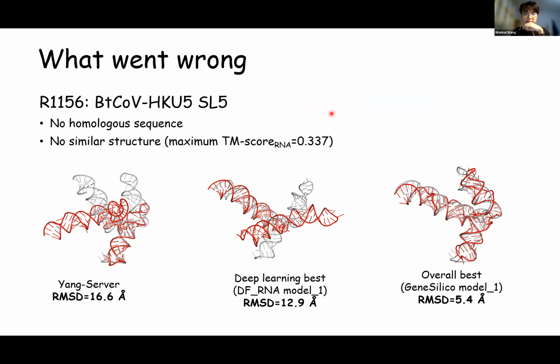R1156 is the outlier case of natural RNAs where our method cannot produce competitive results, even with a more accurate secondary structure as input. This RNA lacks any homologous sequences or structures in the current database. We can see that modeling such RNAs is still challenging for all deep learning-based methods. The best model from the deep learning methods has an RMSD value of over 12 angstroms compared to 5 angstroms from the human group.